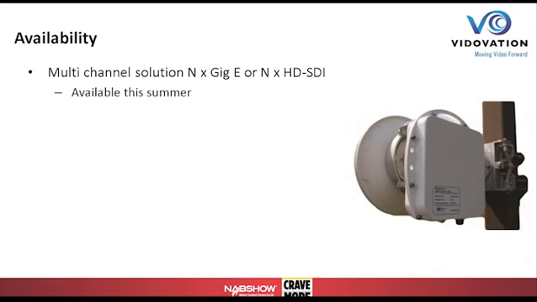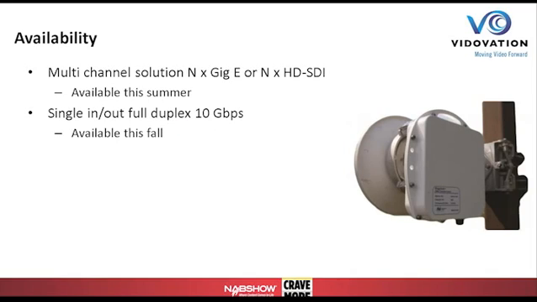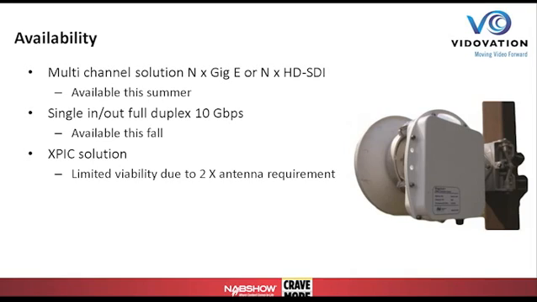So there's many different ways to do this. So this type of technology we expect to have out later, end of this summer. A single in, single out, full duplex gigabit, 10 gigabit link we expect to have out later this fall or later in the year. So the multi-channel approach will be the first to come out, and then having one big fat pipe with higher order modulation schemes will be later this year or in the fall.